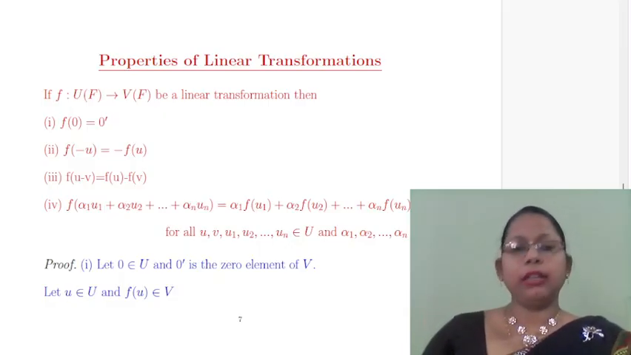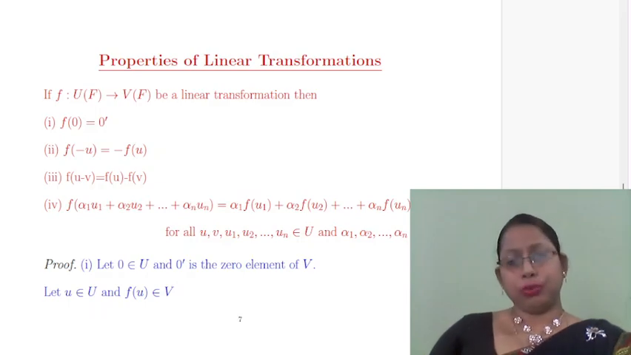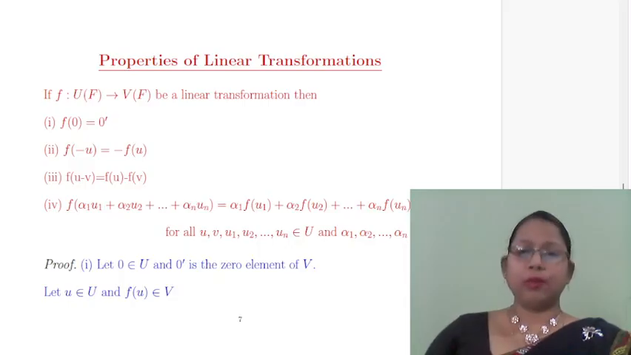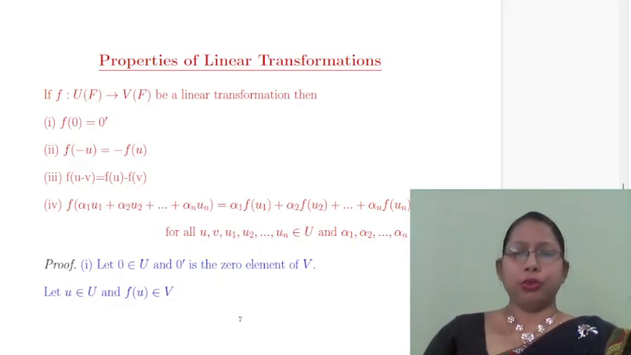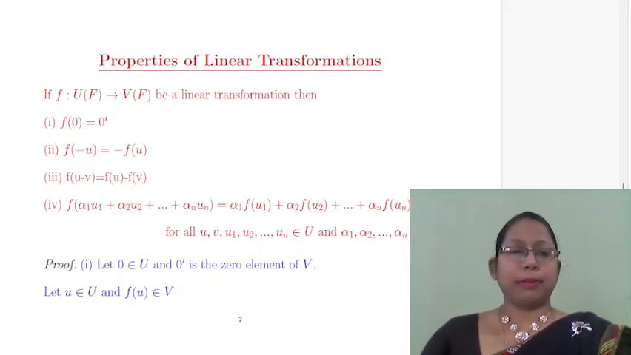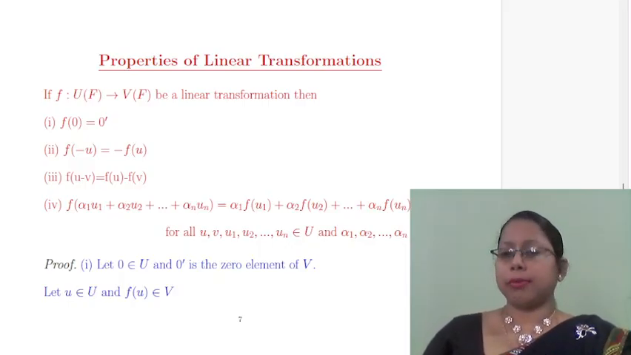Fourth property, f of alpha 1 u1 plus ... alpha n un is equal to alpha 1 f of u1 plus alpha 2 f of u2 plus ... alpha n f of un, where u1, u2, ..., un belong to U, and alpha 1, alpha 2, ..., alpha n are scalars in F.